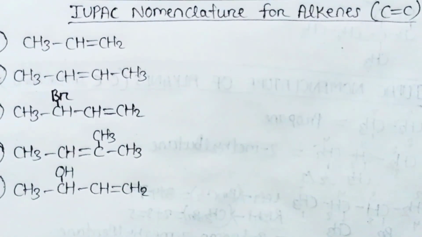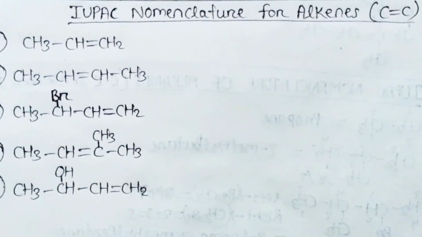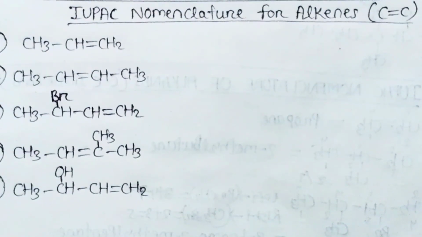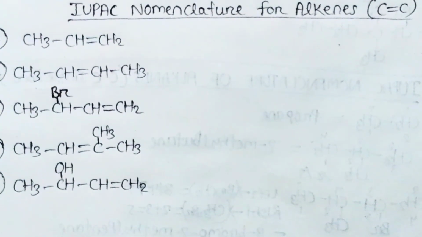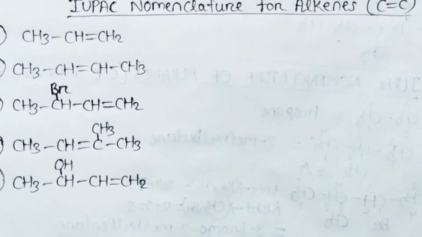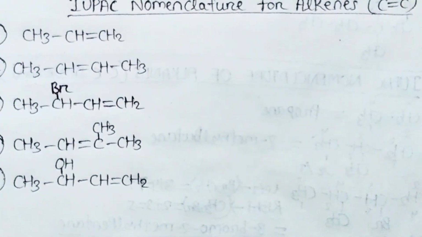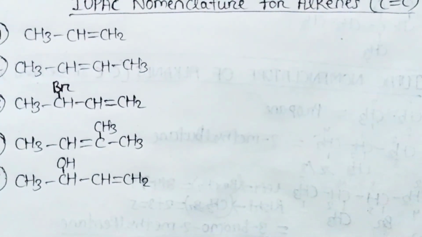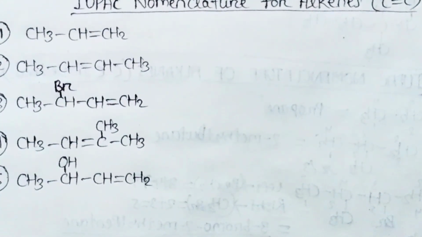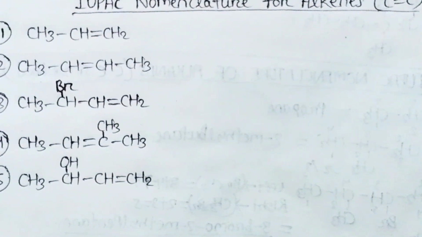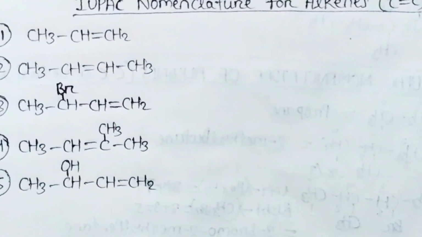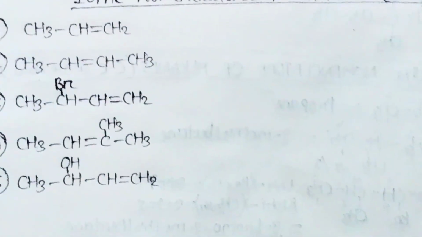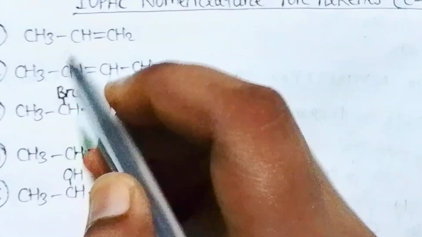Hello students, today we will discuss the IUPAC nomenclature for alkenes. That means the compound which contains an alkene must have a C double bond C, and during IUPAC nomenclature their suffix ends with ENE. During naming, we always try to get the lowest possible number. For example, look at the first question.